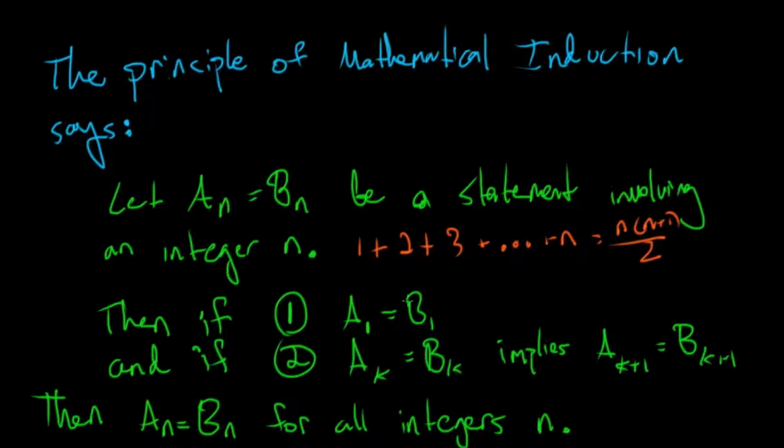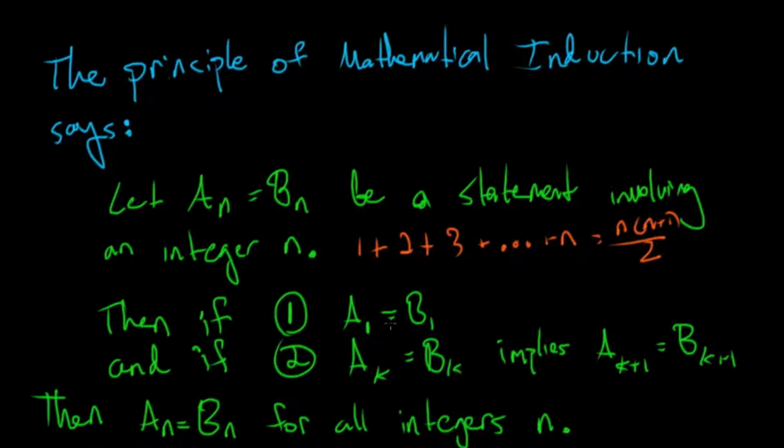If it's true for the first case, and if the kth case implies the kth plus first case, then this will be true for all integers. If a sub 1 is equal to b sub 1, and a previous case implies the next case, then this is true for all n. What this second one kind of means, I think it'll make more sense once we do an example.